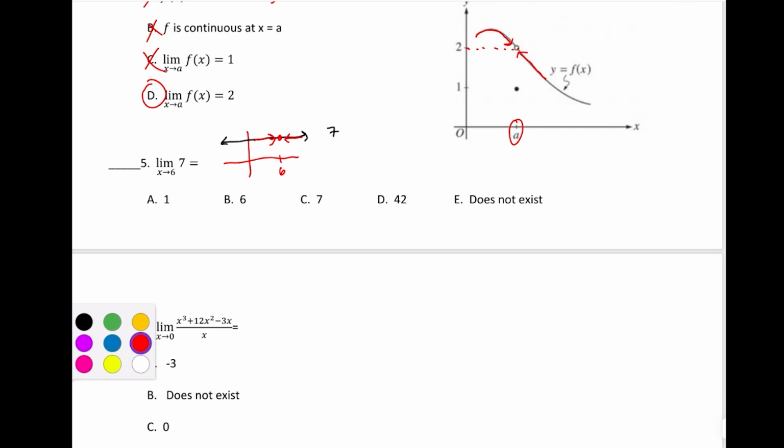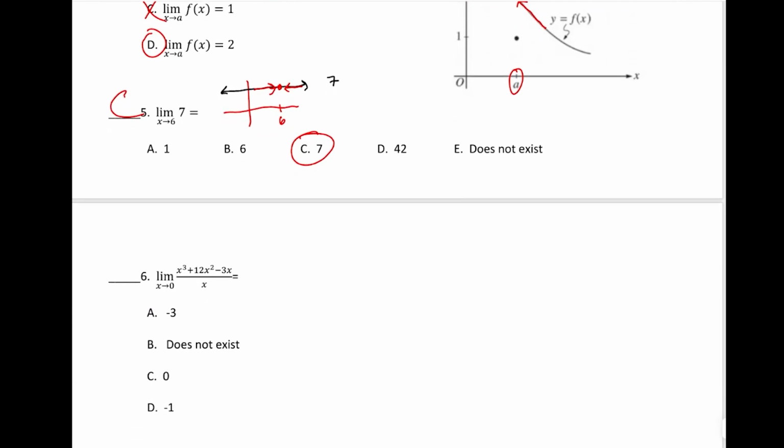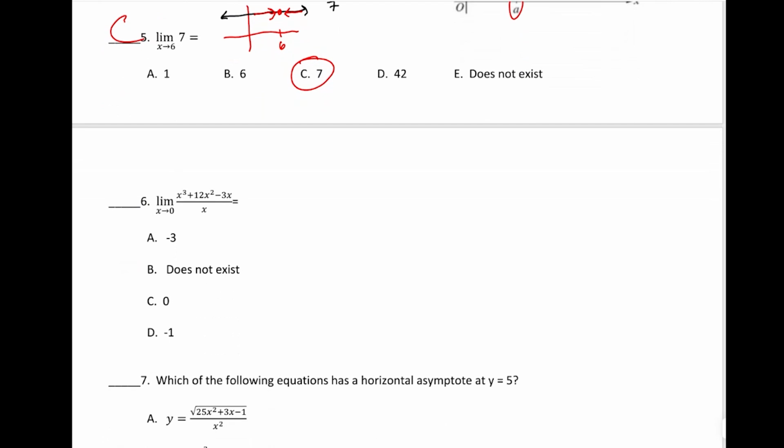And hopefully you can see here that it really doesn't matter what x is approaching when you have a constant function. The limit is always just going to equal that constant. So the answer is C. And that would be true if it was x approaches 1, x approaches 10, whatever.